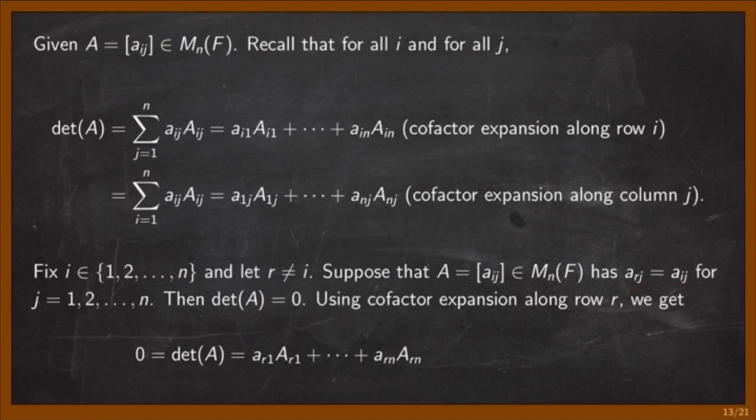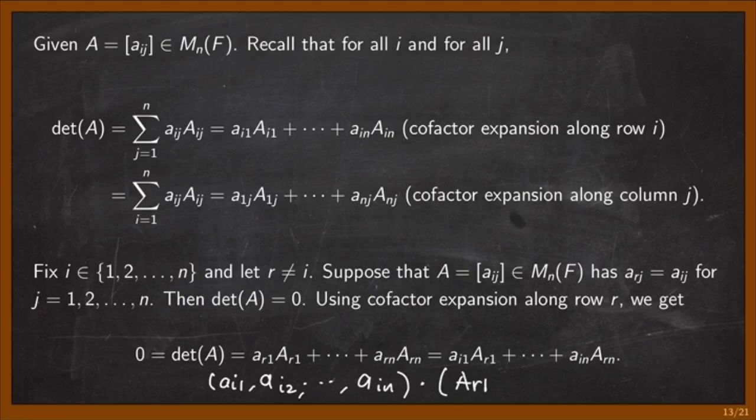AR2 is equal to AI2 and so on. So I can replace this by the following. As you can see, this is a dot product of two vectors. The first vector is AI1, AI2, AIN. The other vector is AR1, AR2, ARN. So that's a dot product. And this dot product is 0.